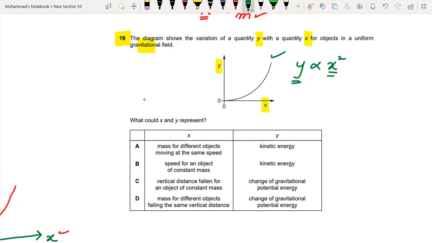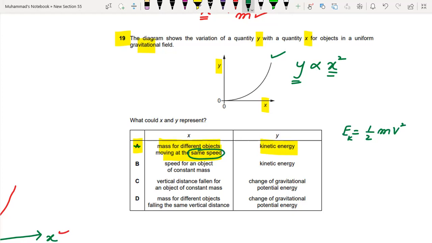So let's see. In option A, mass for different objects moving at the same speed versus kinetic energy. You know that kinetic energy is equal to half mv square. So over here, speed is the same.